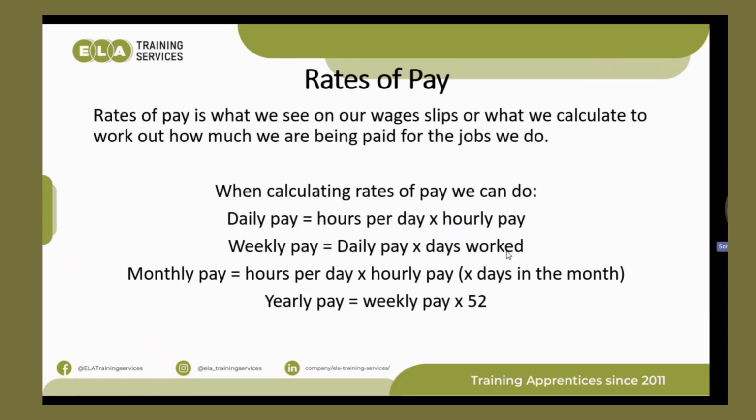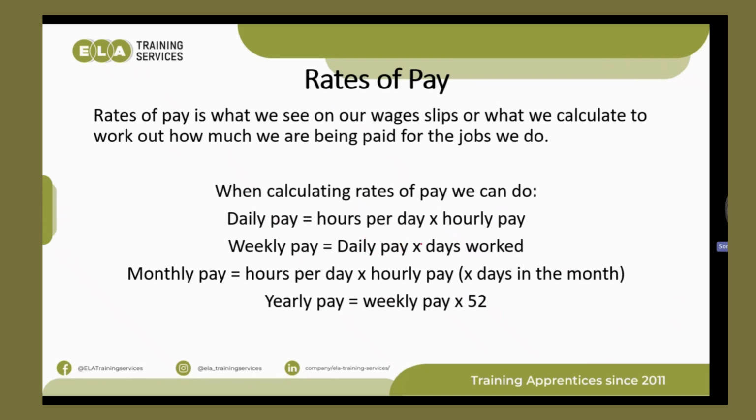So the first thing that we are going to look at on one of our compound measures is what we know of rates of pay. Rates of pay is what we see on our wage slips or what we calculate to work out how much we are paid for the jobs that we do. When calculating rates of pay, we can do our daily pay. So we do our hours per day multiplied by our hourly pay, which tells us what our daily pay is.